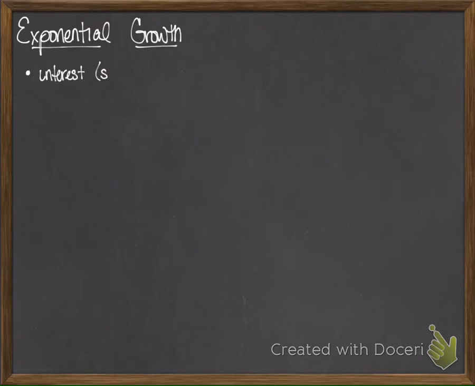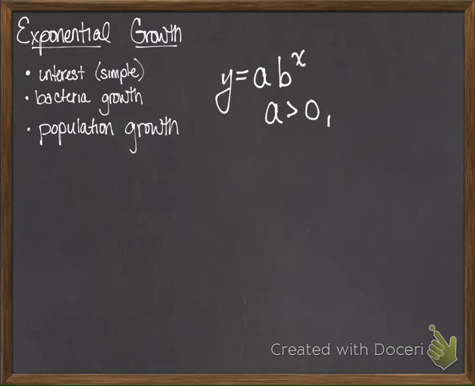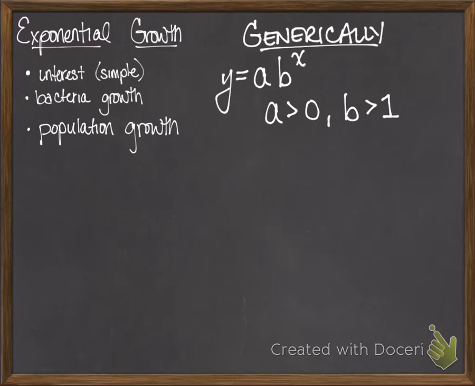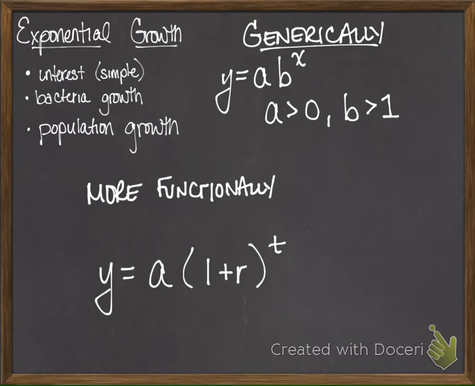So for those first three items, our simple interest, our bacteria growth, our population growth, the generic format for that is y equals a times b to the x, where a is a positive number and b is bigger than 1. Now, that's all well and good, but it's not super helpful when it comes time to actually apply it to some of the problems that we'll encounter. So we want to have a better version of that formula. So more functionally, it's y equals a times the quantity, 1 plus r, to the t power.